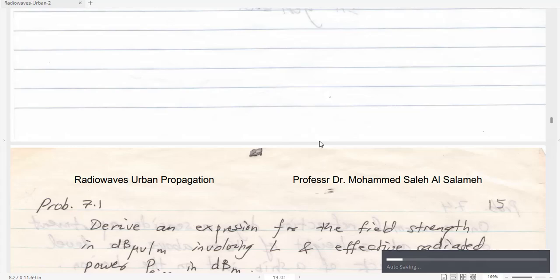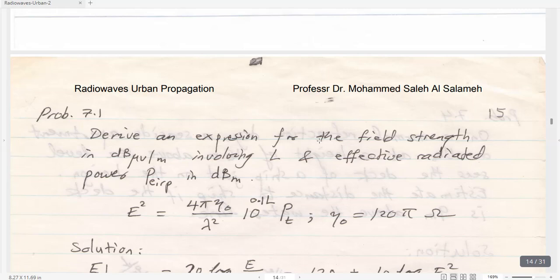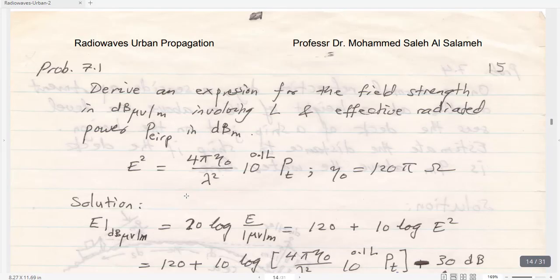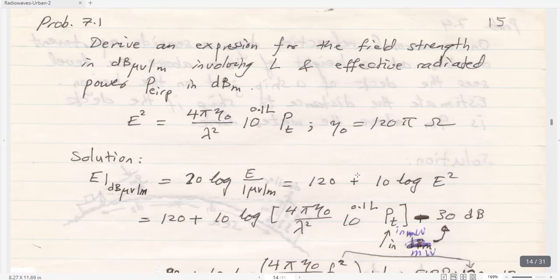A problem here: derive an equation for the field strength in dB microvolt per meter involving L and effective radiated power EIRP in dBm. E squared is given by this equation, where mu naught is Z naught, the intrinsic impedance of the medium, lambda is the wavelength, L is the loss, and PT is the transmitter power. Eta naught, as we said, is 120 pi ohm or 377 ohm.